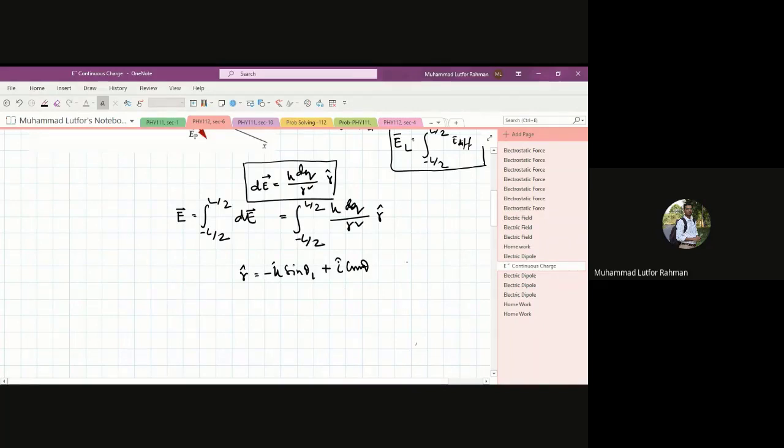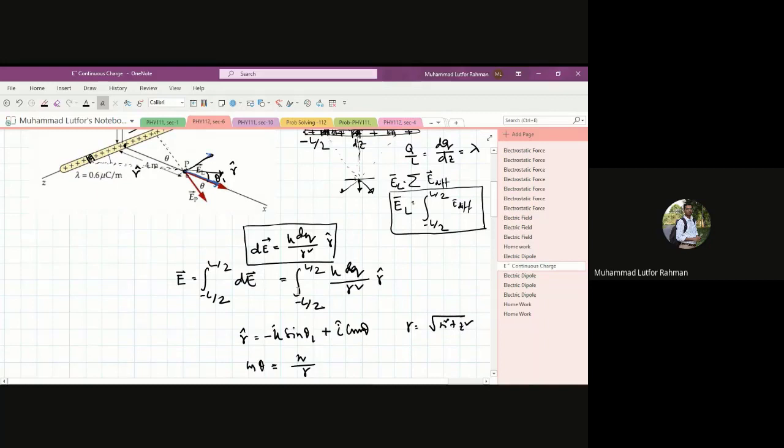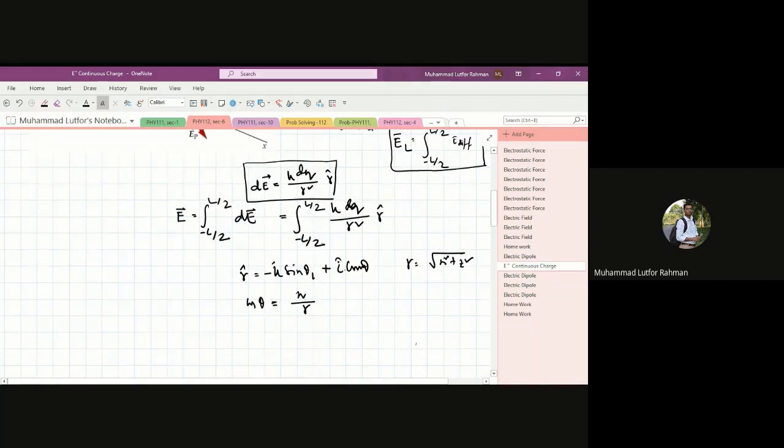Right, and we can say that R would also be root over x square plus z square. Now we can find that cos theta, using the trigonometric definition, will be x by R. So it's not a cos theta, sorry, it's a cos theta 1, because I use the notation theta 1 over there. Then it's going to be basically x by R, where R is root of x square plus z square, right? I hope you can understand, say. And this is the case.